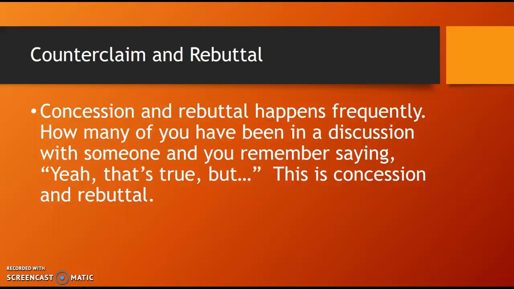So concession and rebuttal happens all the time. How many times have you been in a discussion with someone? Maybe you're arguing for something with your parents, and you remember saying, yeah, that's true, but. This is concession and rebuttal. That's when you're acknowledging that there is a problem with your argument, but then you're explaining why you're still correct.